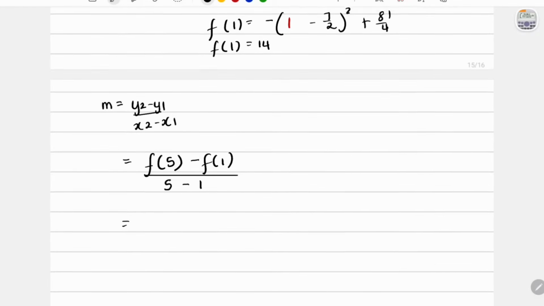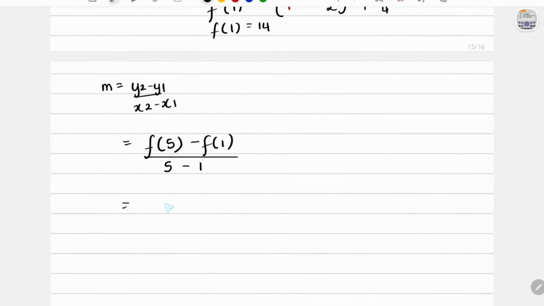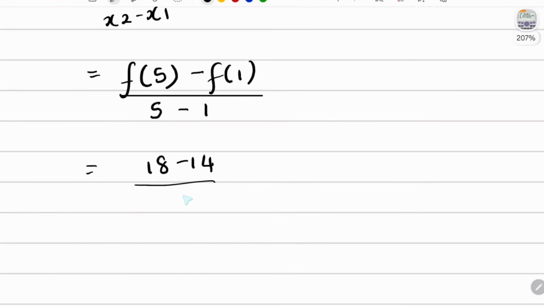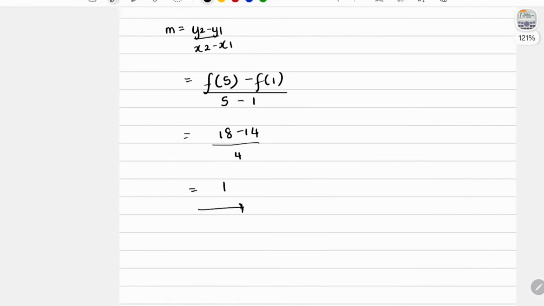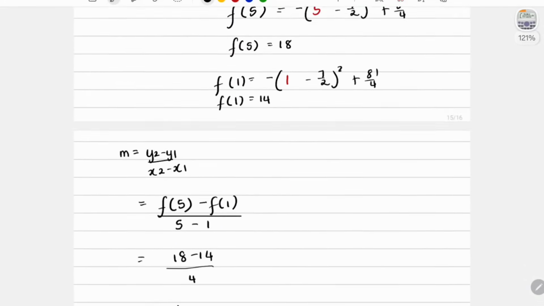Substituting, that's really just 18 minus 14, over 4. 5 minus 1 is already 4. So 18 minus 14 is 4. 4 divided by 4 is 1. So our answer here is just 1. That is going to be our average gradient. Okay, moving on to the next question.